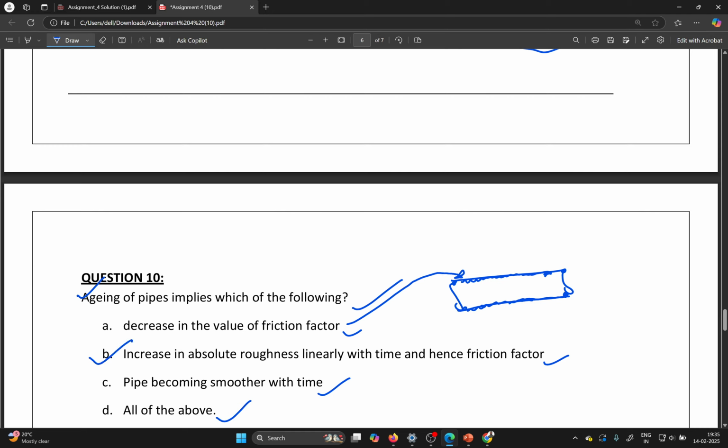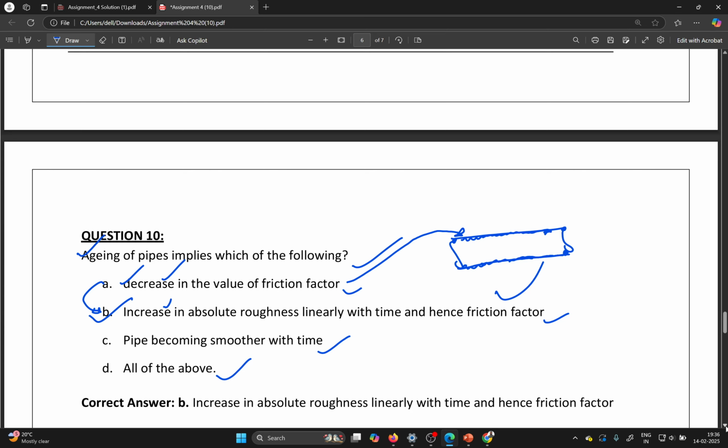That is option B. Your pipe will not become smooth with time. Always remember, these two statements are contradictory. One is telling the friction factor will decrease, another option B is telling friction factor will increase. So these two options cannot both be correct. If you are not thinking about option C, you cannot say all of the above. So option B will be correct. Over the period of time, due to the corrosion, your roughness will be increased, and hence your friction factor will be increased. Always remember.